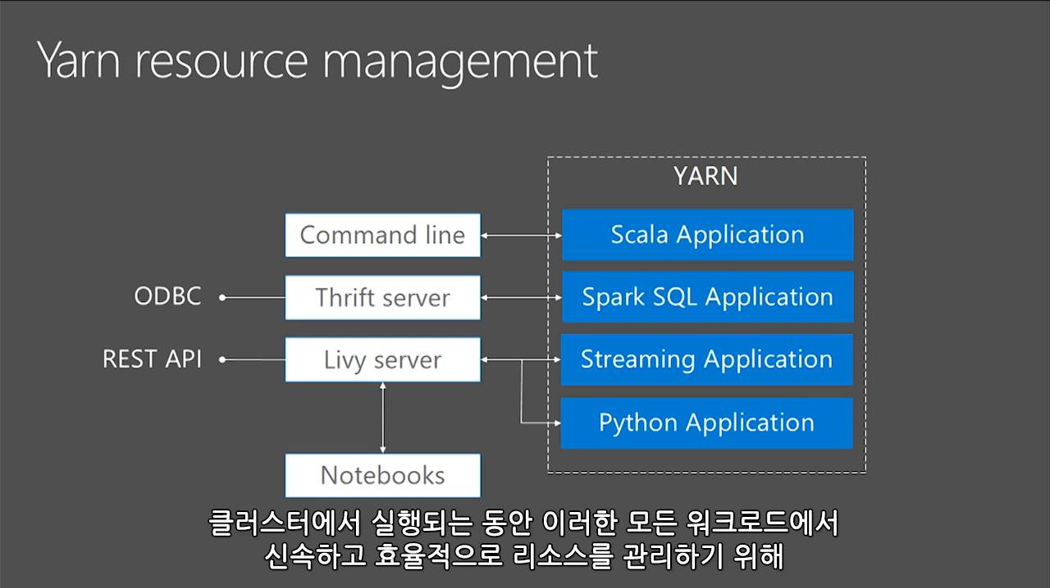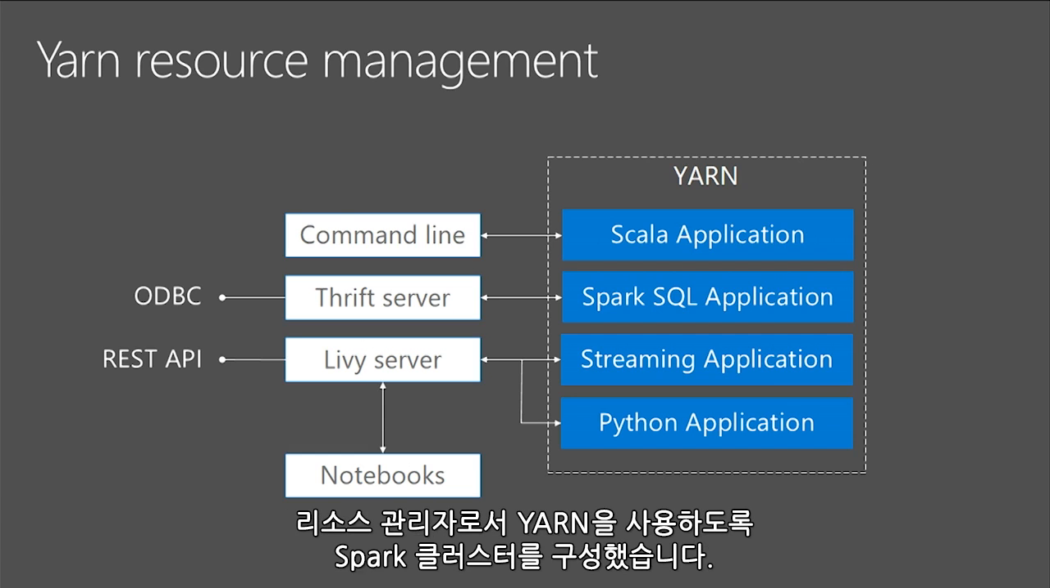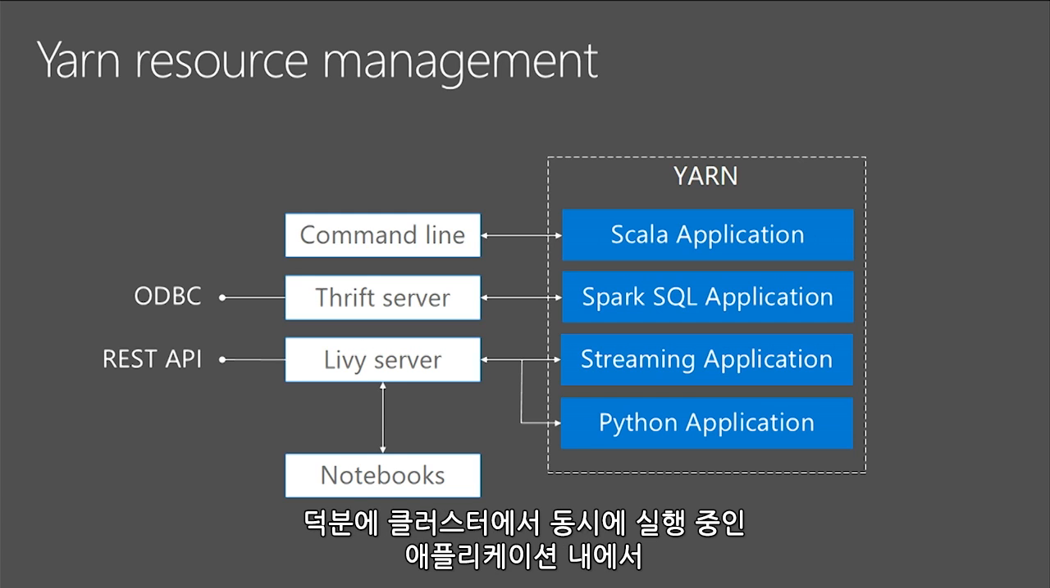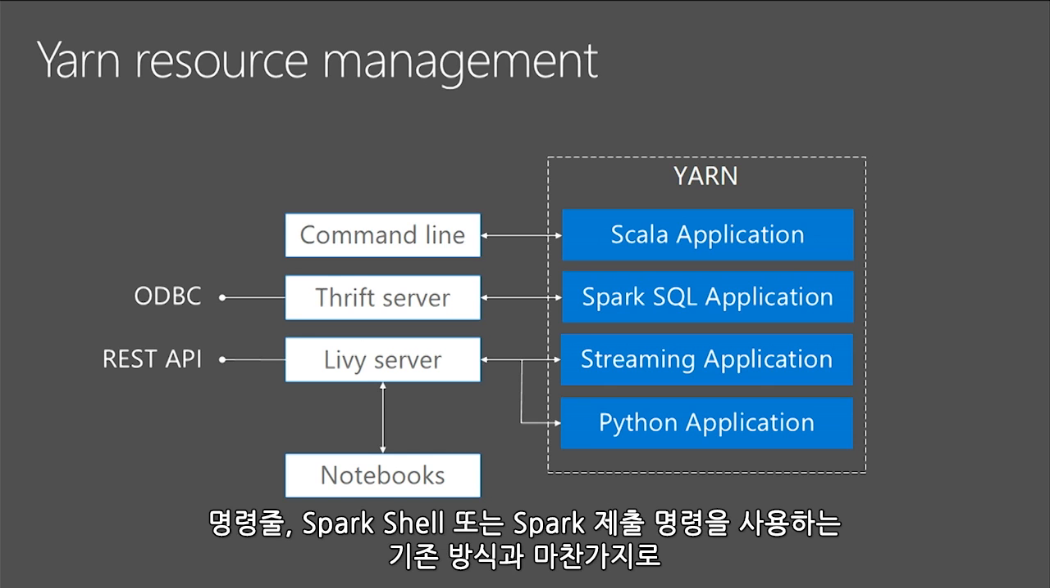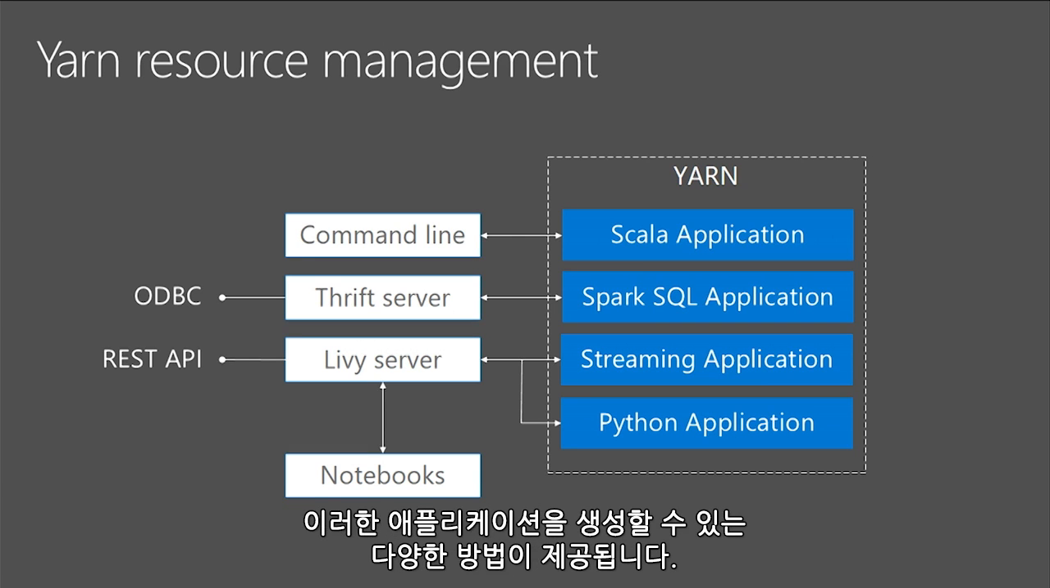So in order to facilitate efficient resource management for all of these workloads while they're running on the cluster, we configured Spark clusters to use Yarn as a resource manager. And that allows us to provide an efficient way to manage resources between those applications that are concurrently running on the cluster. There are multiple ways to create these applications, like the traditional way for Spark using the command line, using Spark Shell or Spark Submit commands.